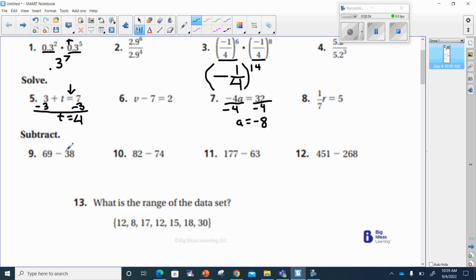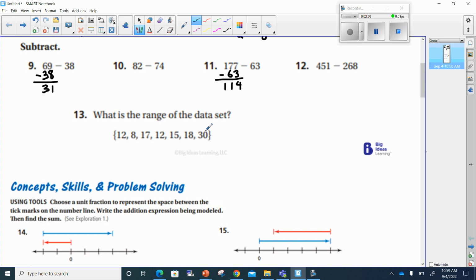Subtract here. Well, this is pretty easy, right? 69 minus 38. If it helps, go ahead and put them on top of each other. And 9 minus 8, of course, is 1. And 6 minus 3 is 3. That's pretty easy. Now we've got number 11. Well, once again, we're going to subtract here. We'll just stack them to make it easier like we learned. And we see that 7 minus 3 is 4. 7 minus 6 is 1. And then the 1 comes down. Our answer is 114.